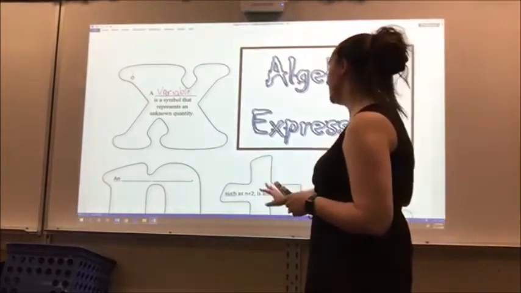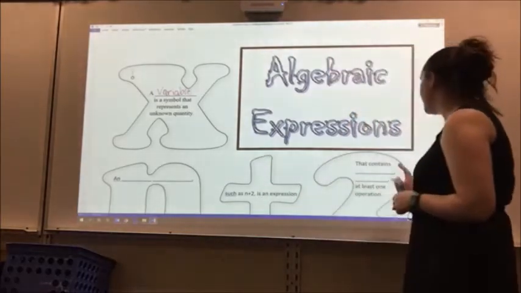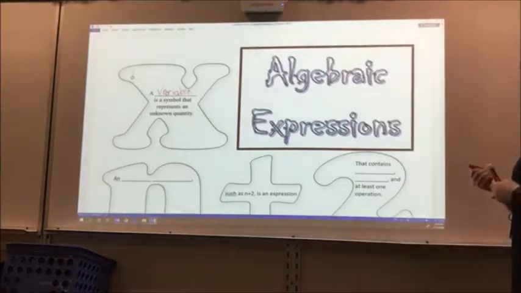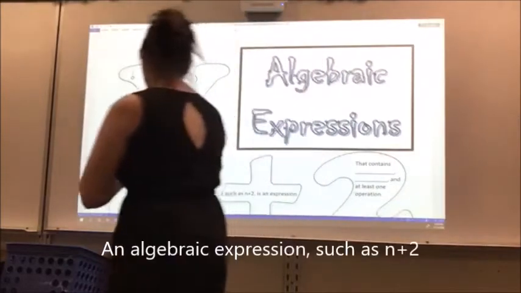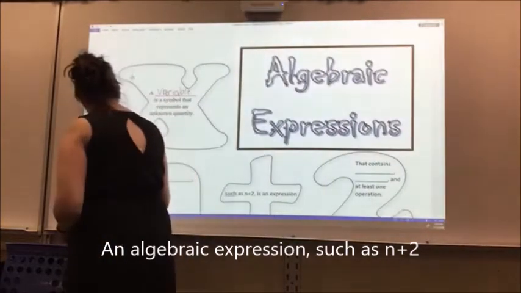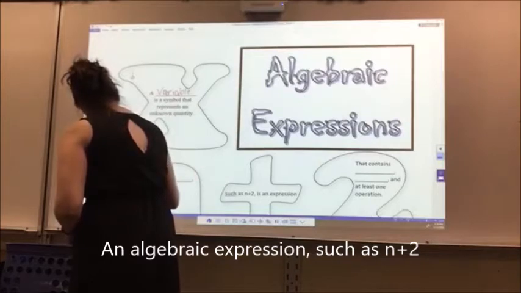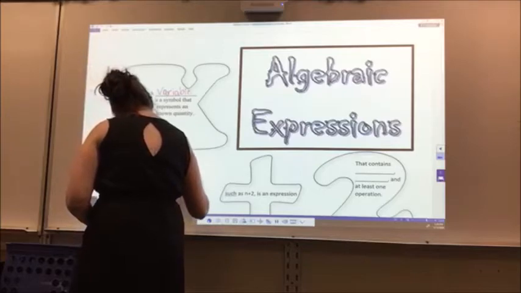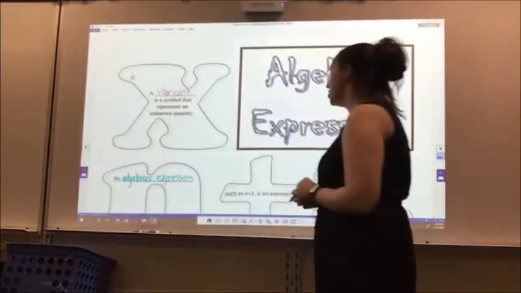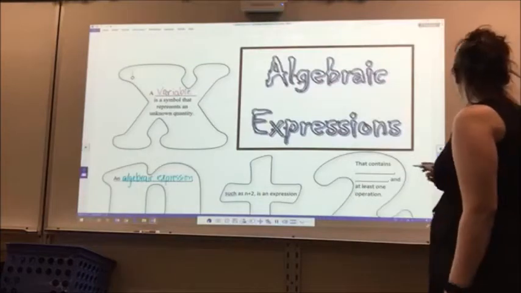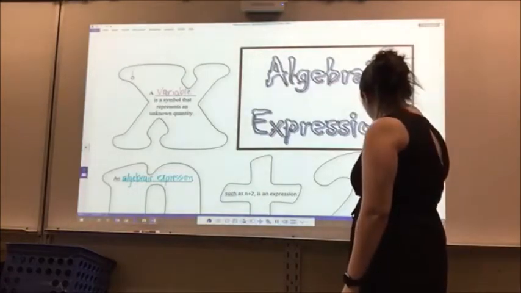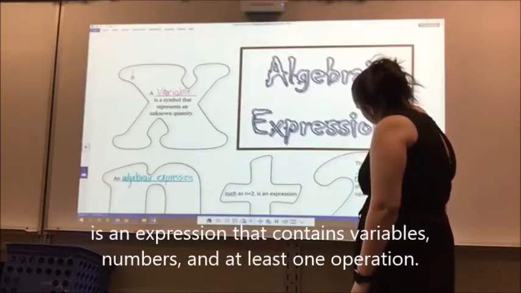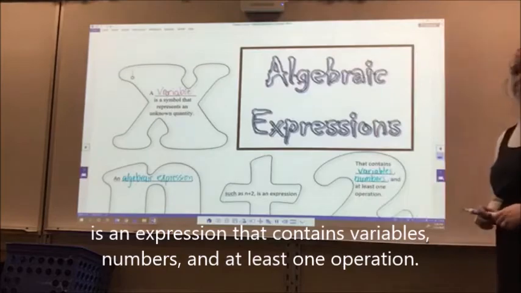A blank blank, such as n plus 2, is an expression that contains blank blank and at least one operation. In those blanks, you're going to write algebraic expression, so an algebraic expression, such as n plus 2, is an expression that contains variables, numbers, and at least one operation.